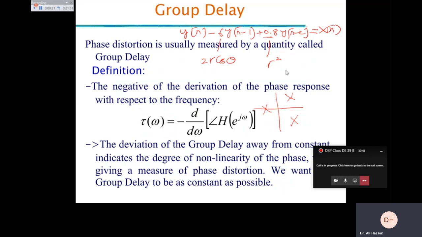Its definition is simple: whatever phase you have, you take the negative derivative of the phase, and it gives you another function, which is usually either a constant or a function of omega. This function of omega is called the group delay of the system. So group delay is an important property of a system.